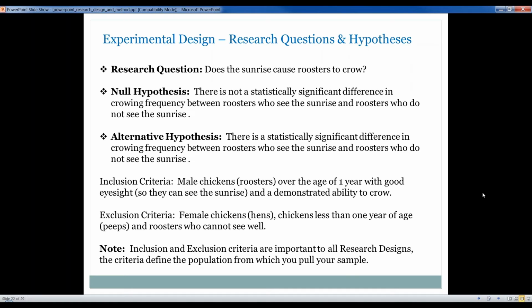So the exclusion would be female chickens, right? Because they might crow a little bit, but they're not going to crow like a rooster at the sun, at least we don't think they will. Chickens less than 1 year of age, right? Little peeps. We don't want little peeps, and we don't want roosters who don't see well. Again, I don't know how we're going to test that, but we'll figure that out. And like I said, these criteria are important to all research designs. So always make sure you have that in there.